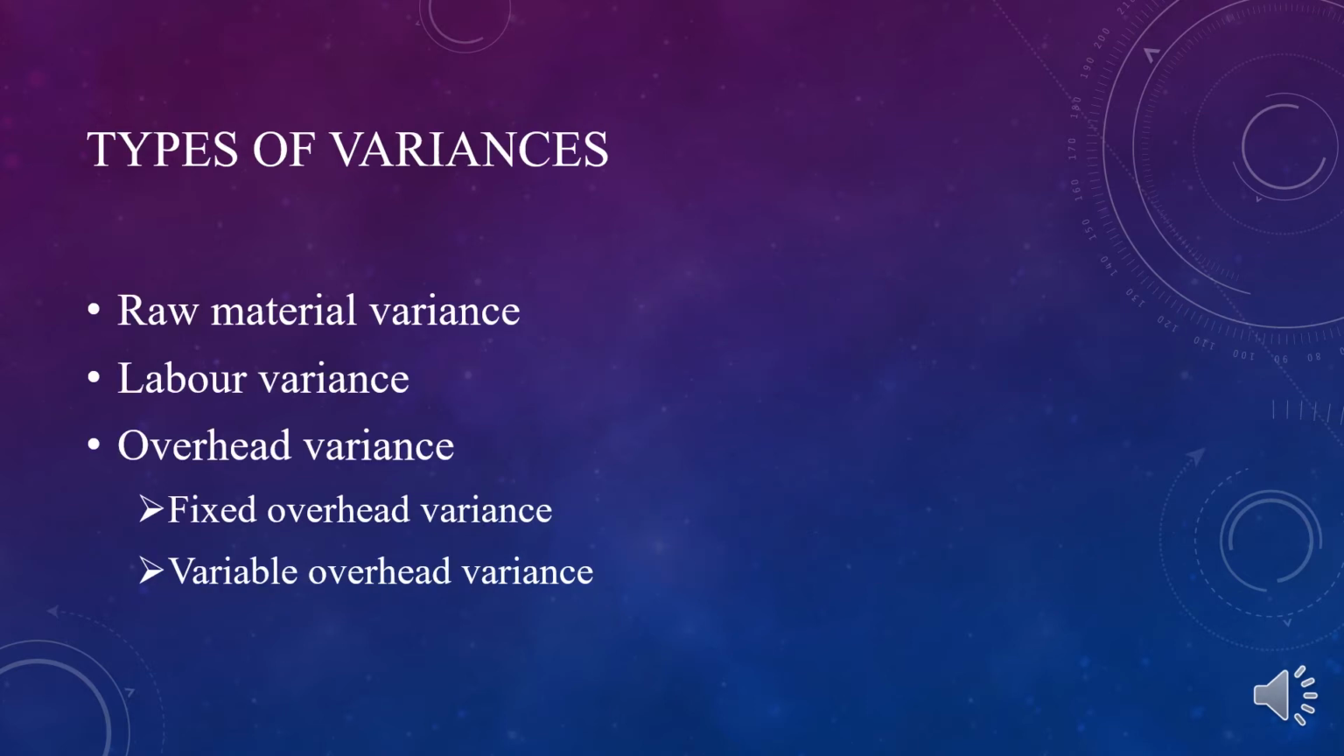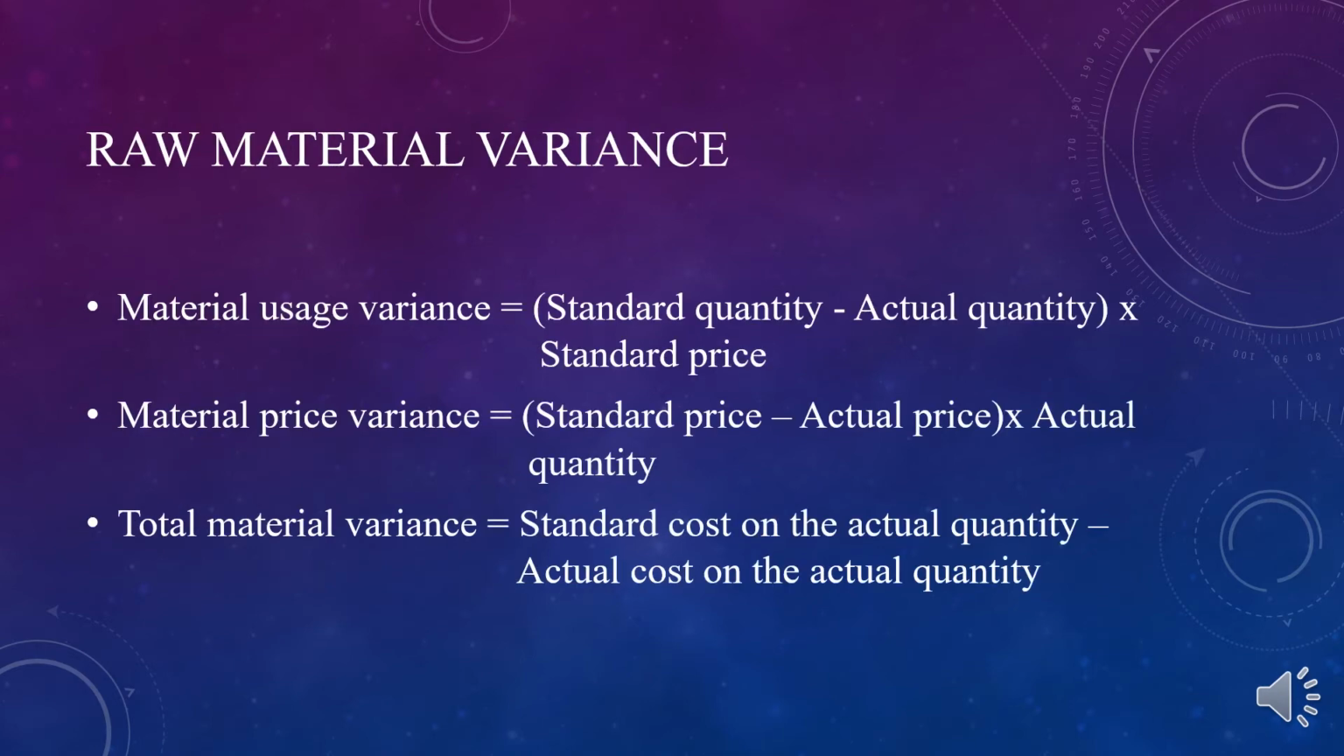The types of variances you will be learning are raw material variance, labor variance, and overhead variance. The overhead variance would be seen as fixed overhead variance and variable overhead variance. Raw material variances.